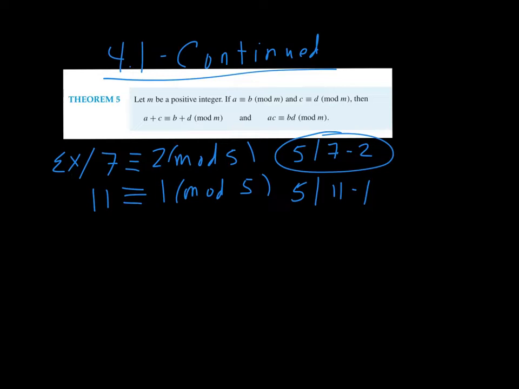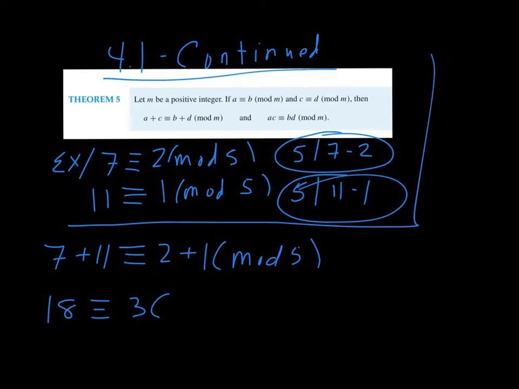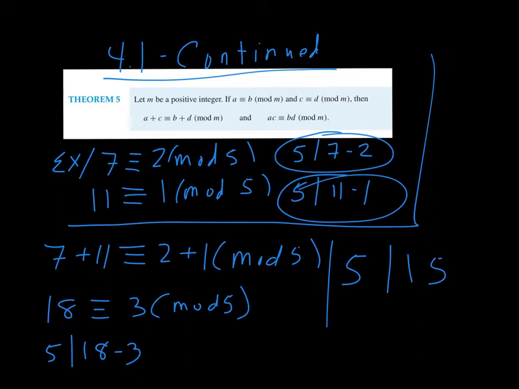So let's see what we get if we do these additions. Looking on the left-hand sides, 7 plus 11 should be congruent to 2 plus 1 mod 5. That is, 18 should be congruent to 3 mod 5. And it is, because 5 does indeed divide 18 minus 3, which is 15. And yes, 5 does divide 15. So we've done an example of this part of the theorem.